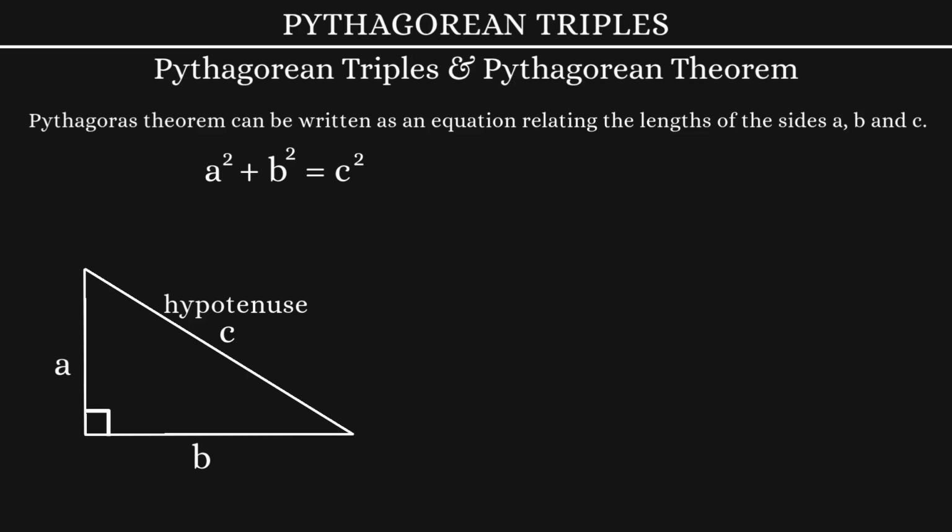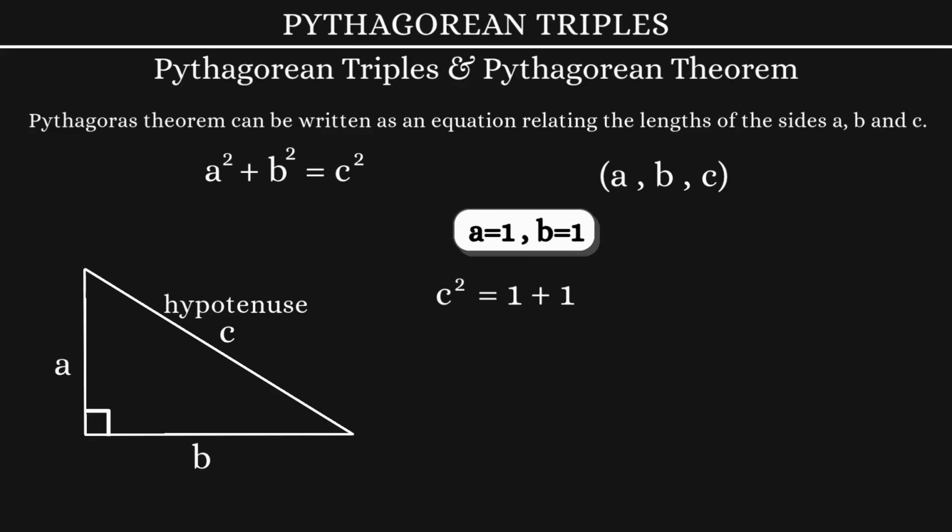Now, let's give some values for A, B and C. Let's say we have A is equal to 1 and B is equal to 1. So, according to the theorem, C squared will be A squared plus B squared, 1 plus 1, which is 2. So, the side C becomes square root of 2.